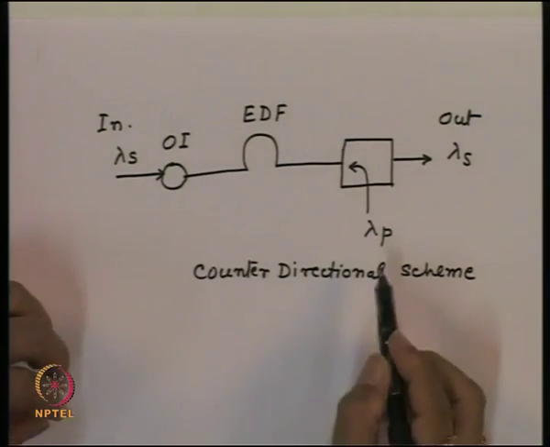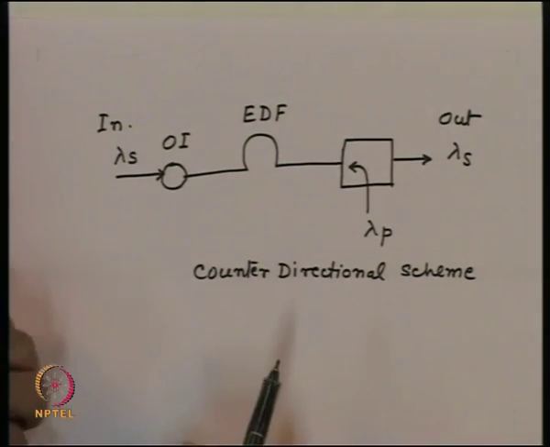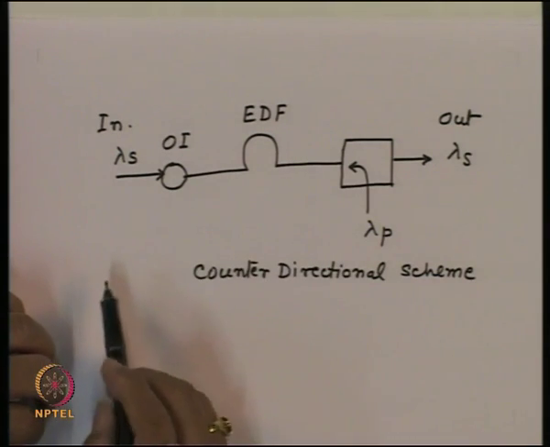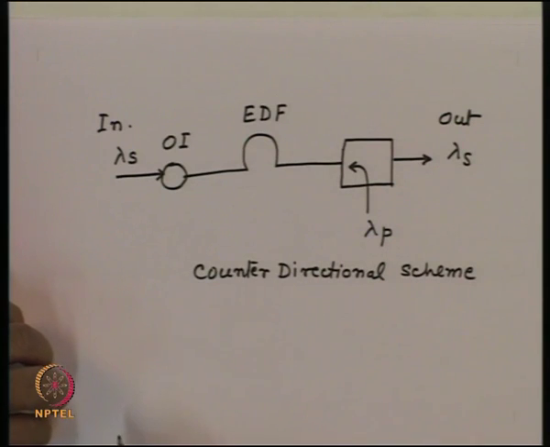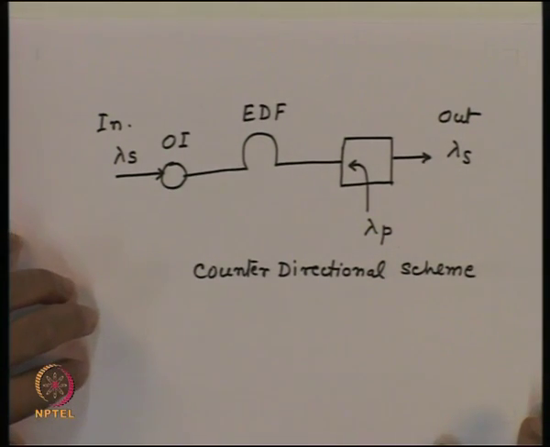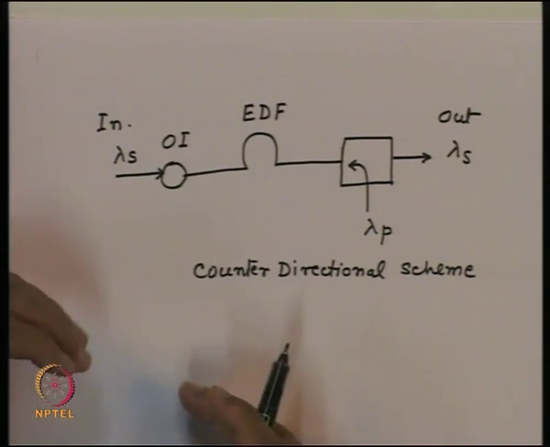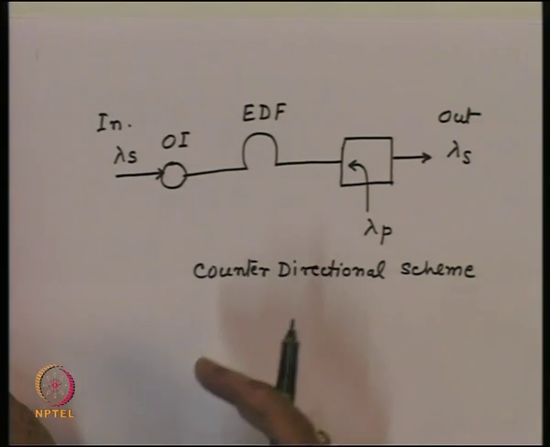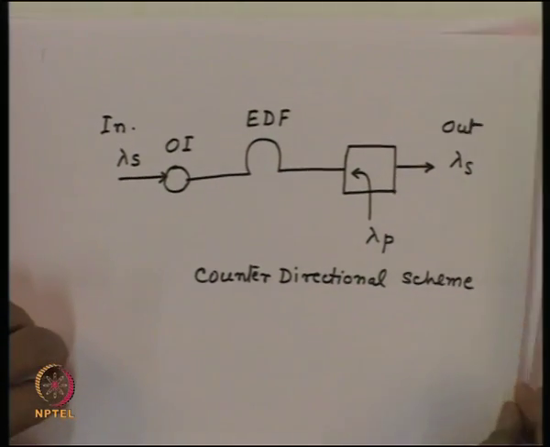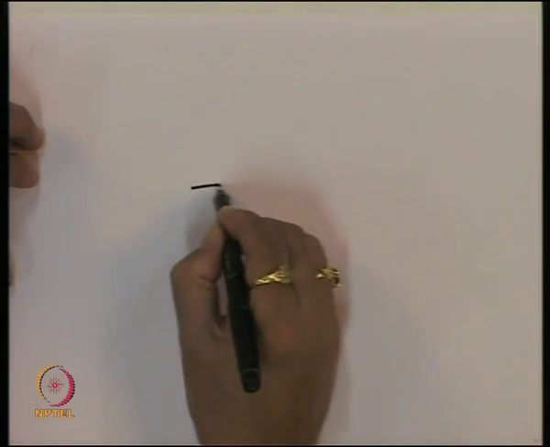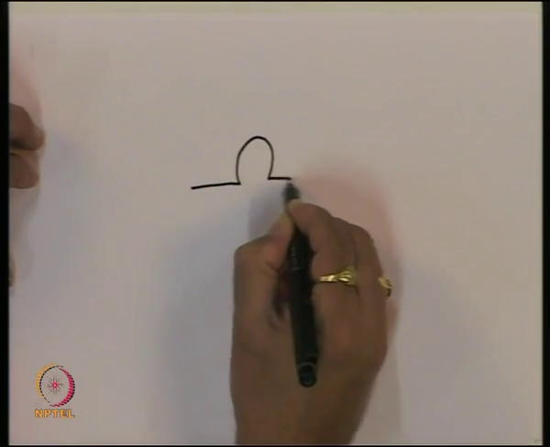So, the signal and the pump travel in opposite directions inside the EDF, and the power gets transferred from the pump to the signal, and the signal gets amplified. The third possibility is the combination of this scheme and the co-propagating scheme. So, we may have a combination of these two, which is this.